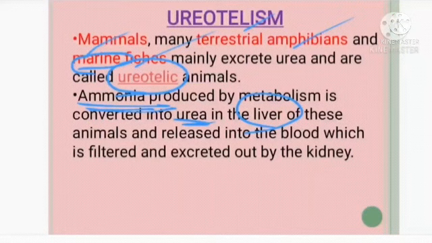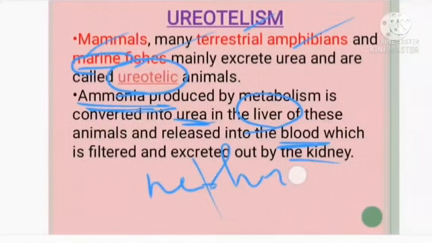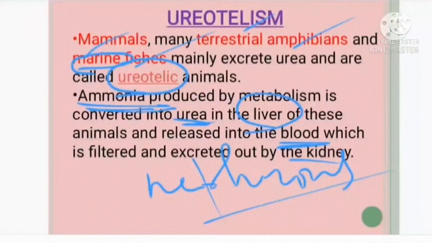This urea is released into the blood. The blood capillaries present near the liver absorb the urea, and from the liver it moves into the blood. The blood moves to the kidney. In the kidney there is a structure called nephrons. The nephrons are the filtering units. They filter out this urea and it moves out of our body in the form of urine.